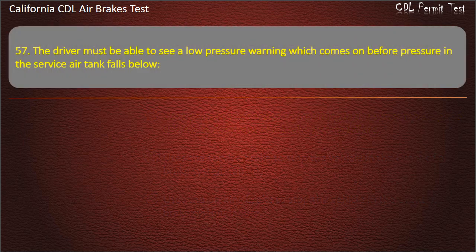Question 57. The driver must be able to see a low pressure warning which comes on before pressure in the service air tank falls below 80 pounds per square inch, 60 pounds per square inch, 100 pounds per square inch. Answer: 60 pounds per square inch.